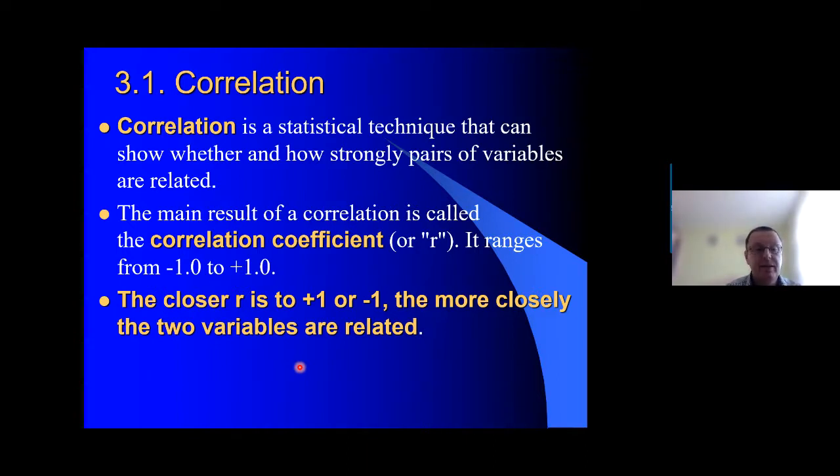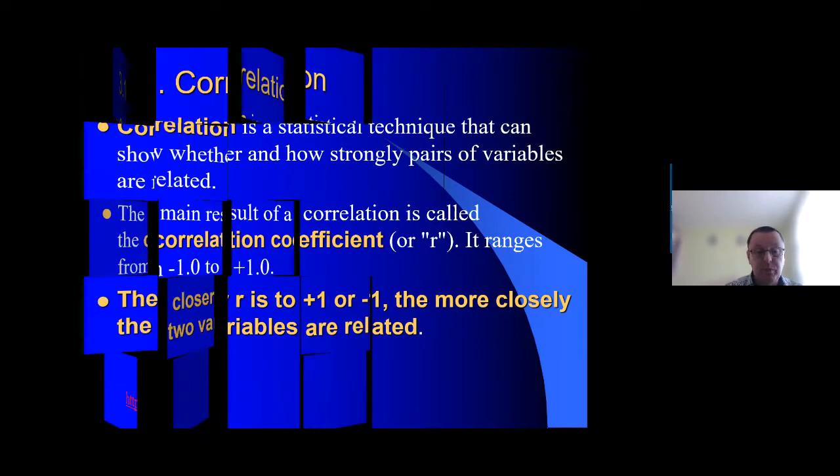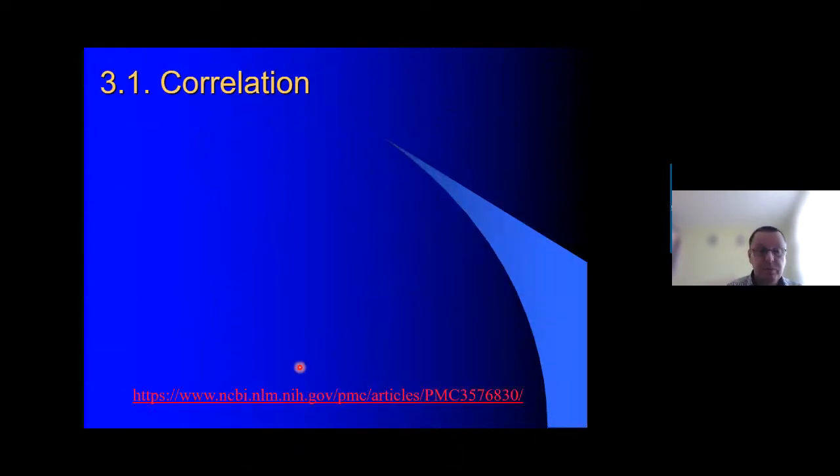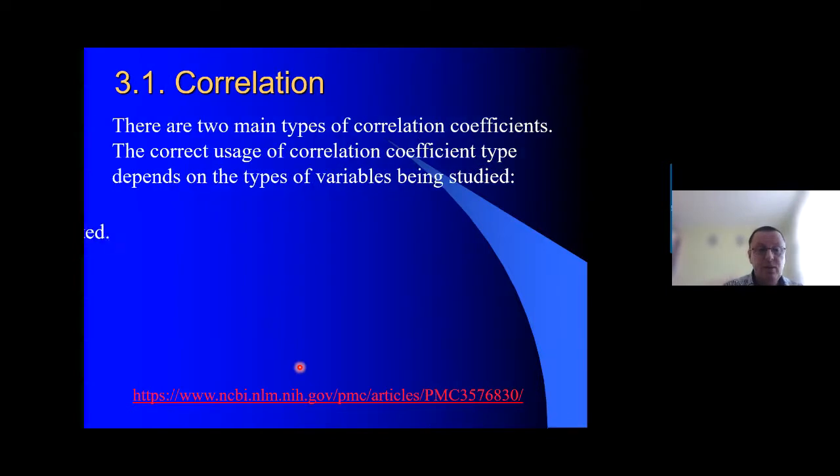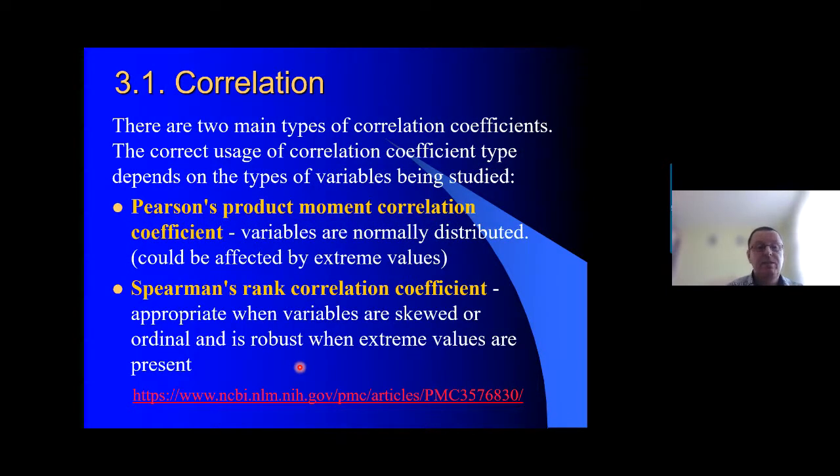The main result of correlation is the correlation coefficient, marked as R, in the range from -1, absolutely negative correlation, like mirroring of data, to 1, absolutely positive correlation, where the data follow one another. The closer to 1 or -1, the more closely two variables are related or concentrated.